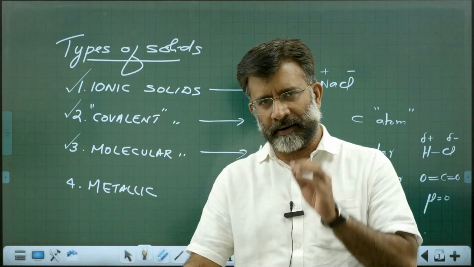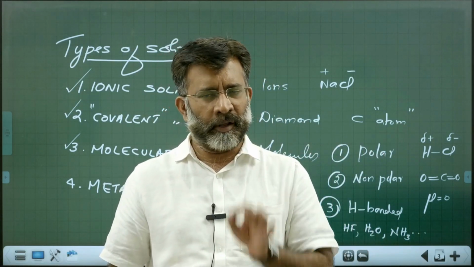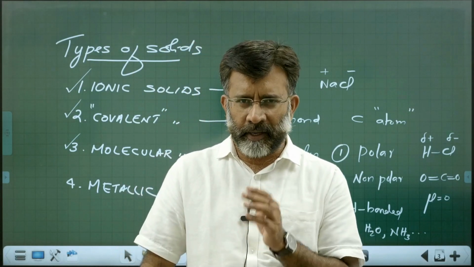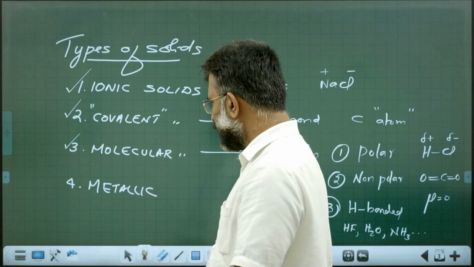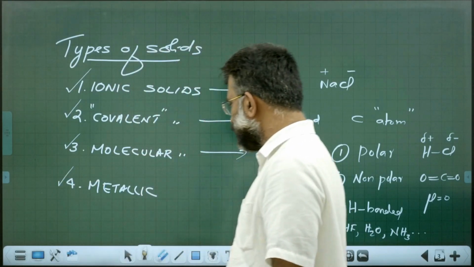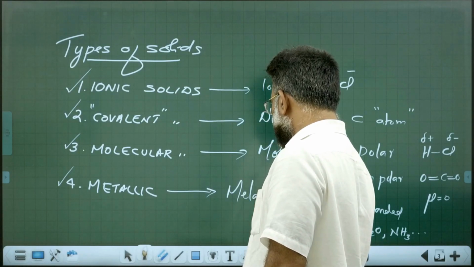Molecular solids are generally soft and low melting in nature. They may not appreciably conduct electricity. And the last one is metallic solids. Metallic solids are basically metals and ions.